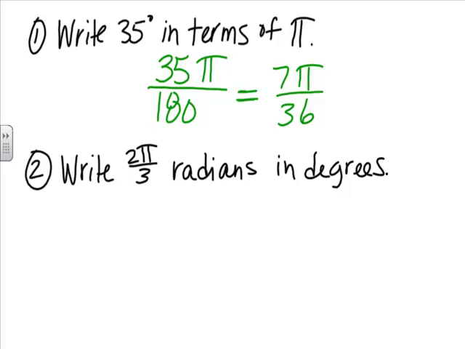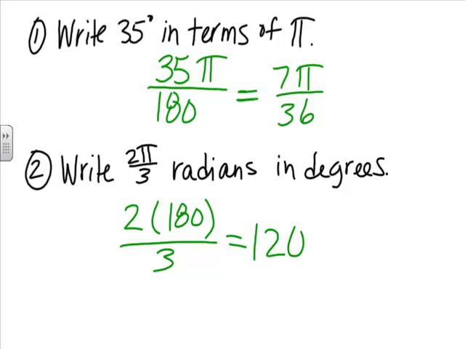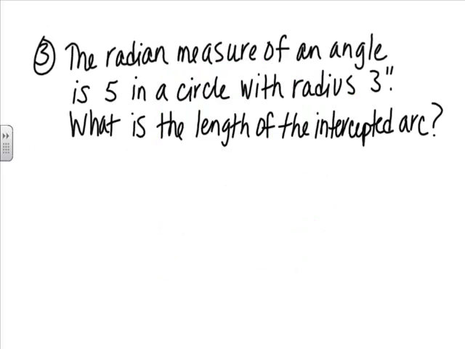And if you want to make sure you got it right, you take 7 times 180 and divide it by 36 to make sure it works. Okay, you do need to be able to go the other direction. So if instead it says write 2 pi over 3 radians in degrees, you need to realize pi is 180. And 2 times 180 divided by 3 then is 120 degrees. Not bad so far.